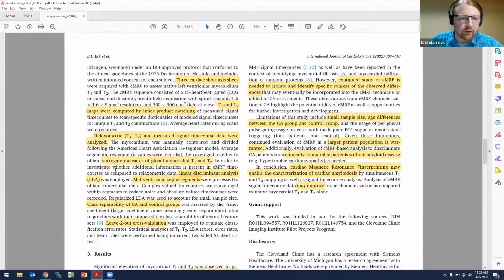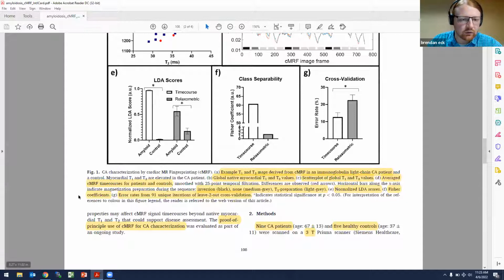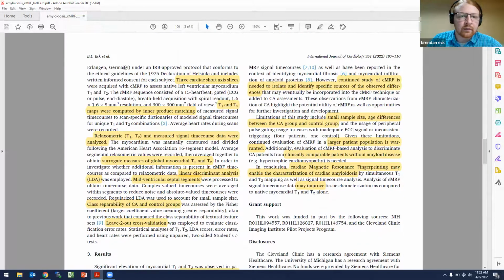So we'll come back to that figure, but just continuing with the introduction. In this proof of principle study, we wanted to look at the use of cardiac MRF for cardiac amyloidosis characterization. And this is part of an ongoing study. So in this study, we looked at 9 cardiac amyloidosis patients and compared them to 5 healthy controls on a 3 Tesla scanner.